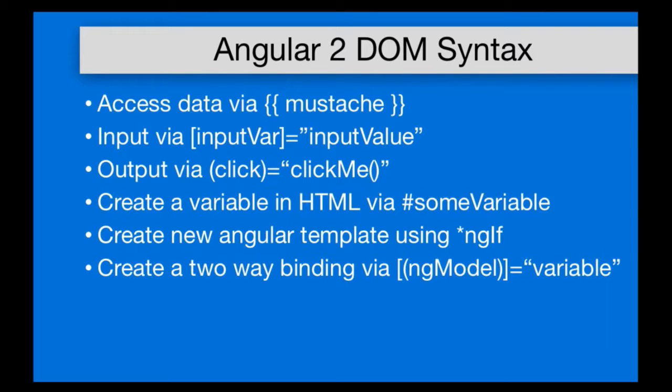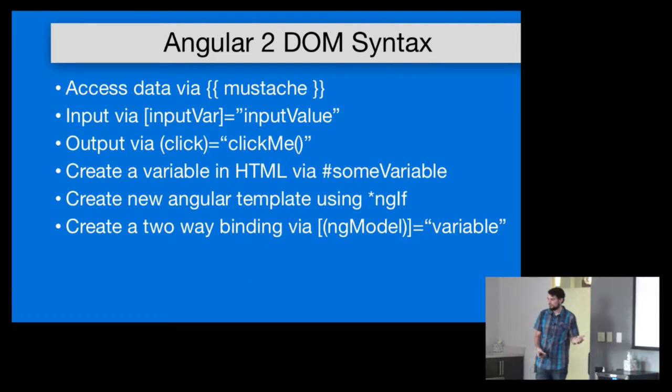Similar thing with any kind of output. We're going to do parentheses instead. So usually those are used for some kind of event, like a click event, or you can use key up or something similar. You can also create your own. And then you can create a variable in HTML. Before, with ng-repeat, you just kind of told it to create the variable, with whatever name of the variable in whatever array.